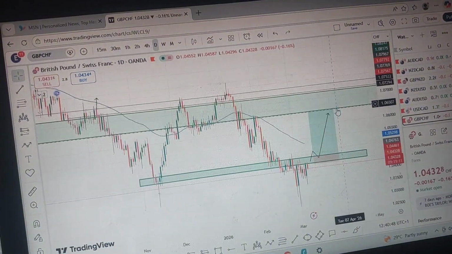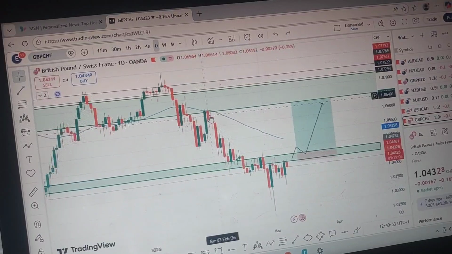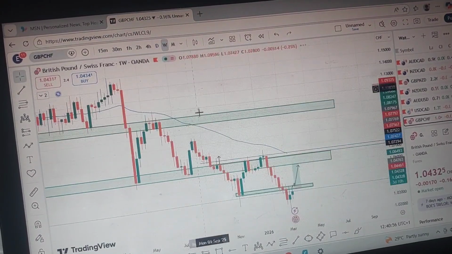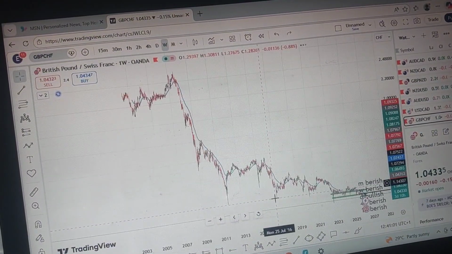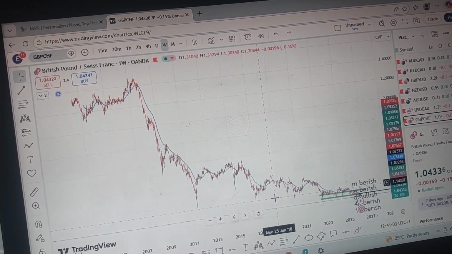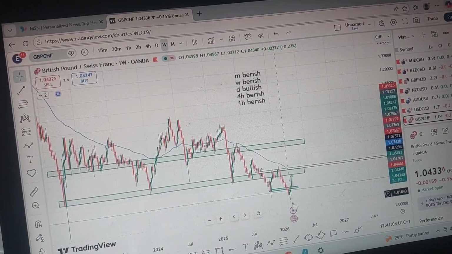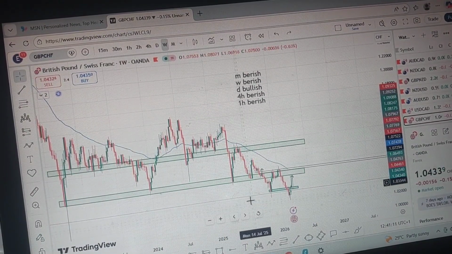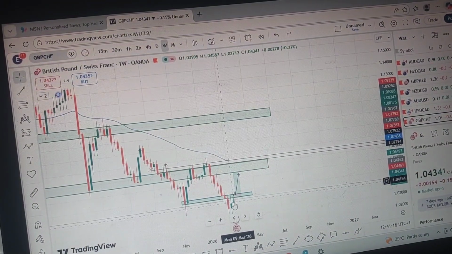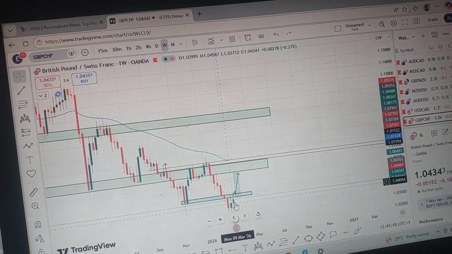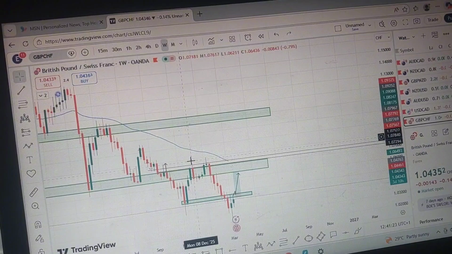GBP CHF. I'm looking for a buy in this trade. Weekly time frame, what I'm looking for is a buy. I have no time frame in my favor, but we can see we are at the lowest low we have ever been in this market. For us to be at the lowest low we have ever been in the market, we need a push. You can see here when we reach here, we have a push.